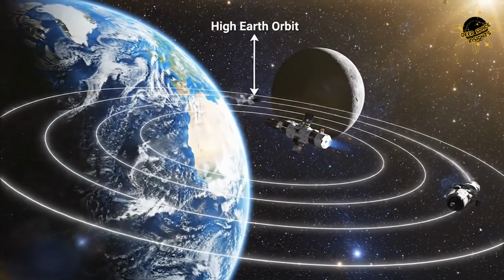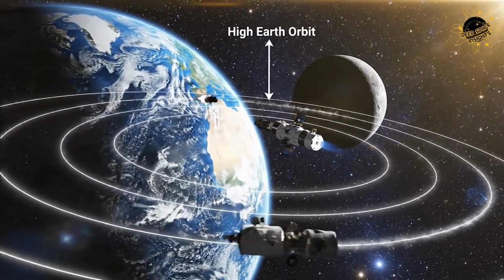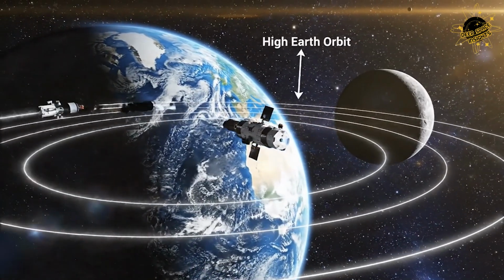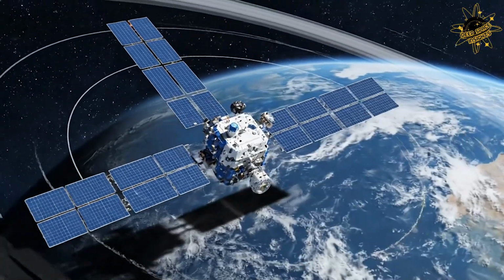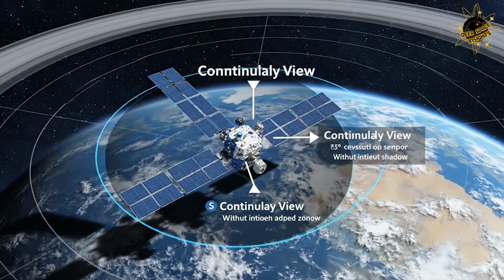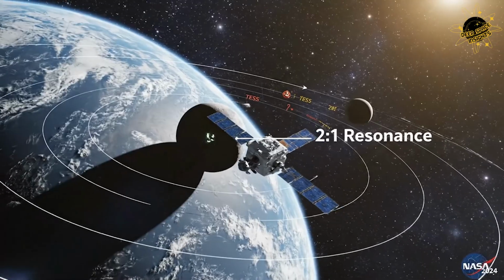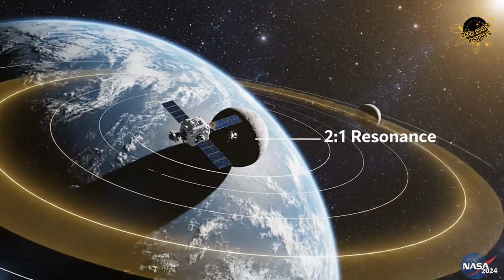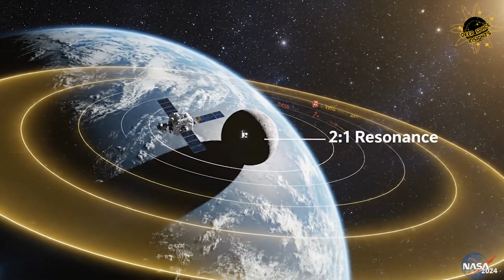TESS orbits Earth at a high altitude far beyond the Moon in a unique and highly stable resonance. This unique orbit provides nearly continuous observation time, minimizing the Earth's disruption. Because the orbital period is half the Moon's, TESS makes one orbit for every 2 Moon orbits.